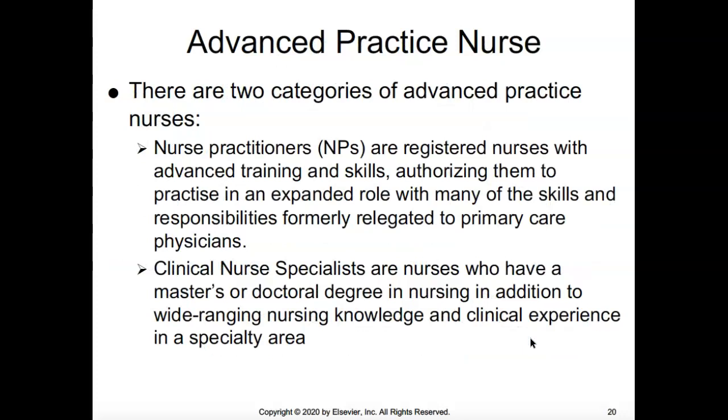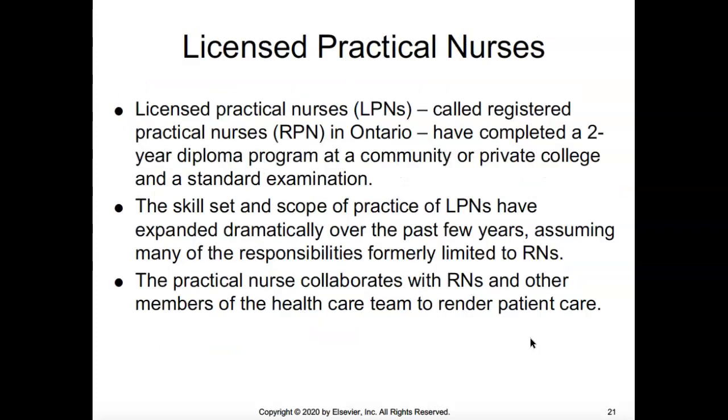So advanced practice nurse: there are two categories. First, nurse practitioners, and those are registered nurses with advanced training and skills. And then clinical nurse specialists are nurses who have a master's or a doctorate degree in nursing in addition to wide-ranging nursing knowledge and clinical expertise. This is the great thing about going into nursing, that you can continue to progress in your profession, and there's another level that you can achieve if you desire to do so.